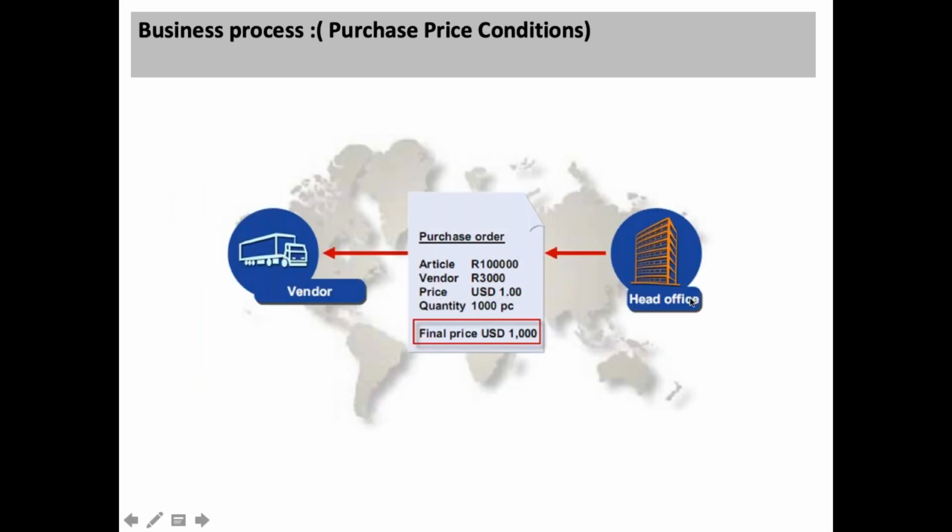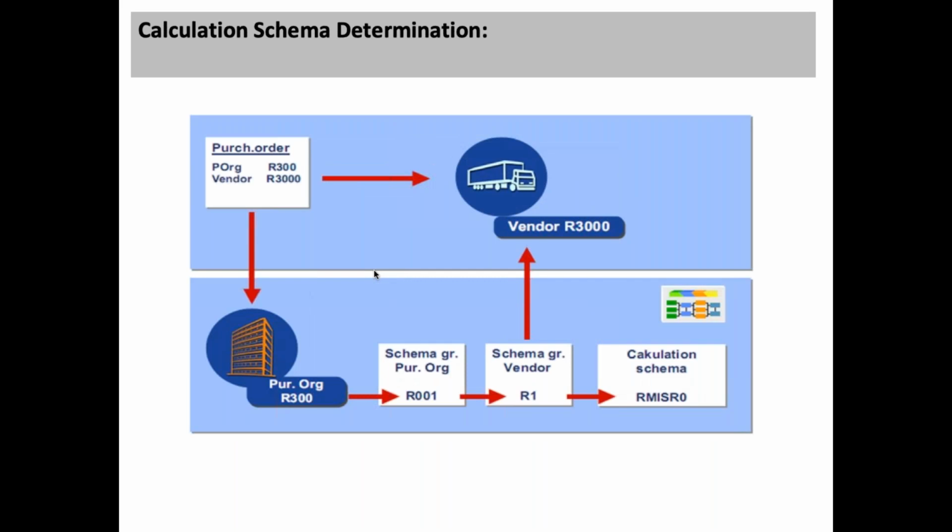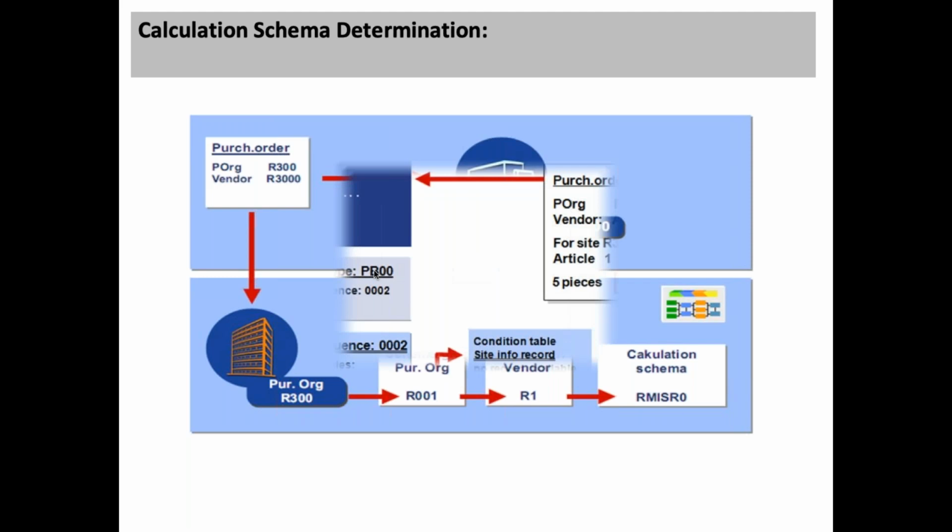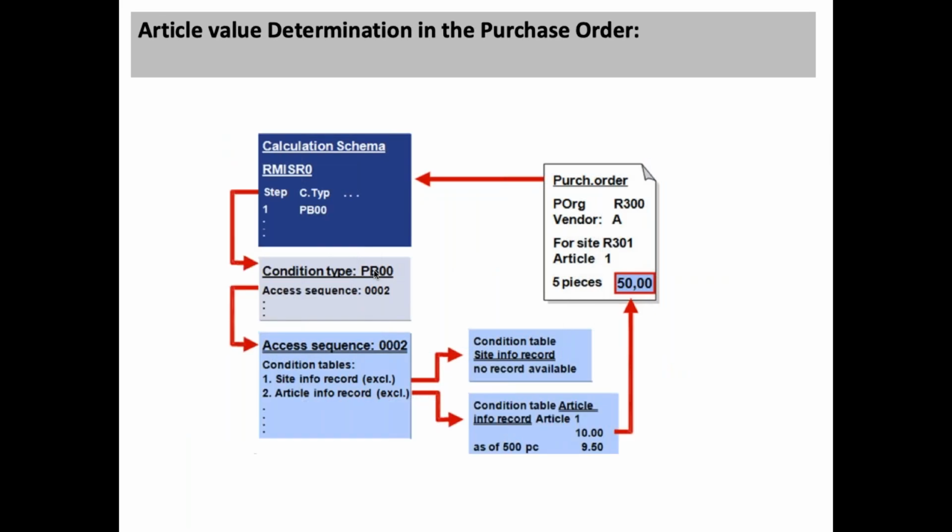So as I said, when the vendor is reached out to supply certain products, we raise a legal document called a purchase order, which he takes as the basis for his delivery, and he delivers the items that are ordered. The calculation schema determination, as we saw, is based on the purchasing organization schema group and the vendor schema group. So these things I think we have seen already.